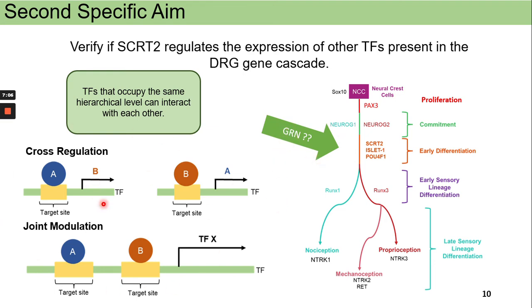So here I'm going to mention two types of interactions between transcription factors: the cross-regulation, where a transcription factor A binds to a specific target site and regulates the expression of the transcription factor B, and vice versa, or the interaction of joint modulation, where a transcription factor A binds to a specific target site, the transcription factor B to another target site, and together both will regulate the expression of a specific transcription factor.